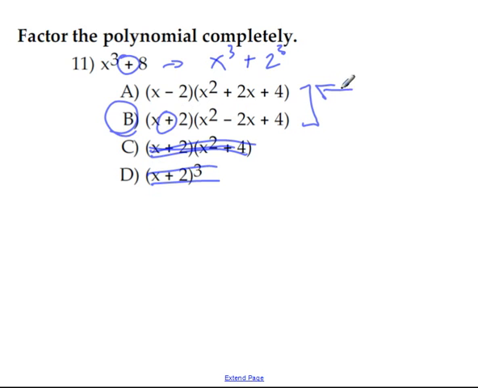This one here would have been x cubed minus 8. So if that minus sign was in there, you'd be looking for the minus sign here. Plus sign, long thing with the plus.